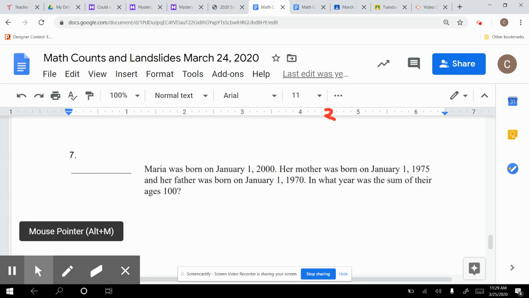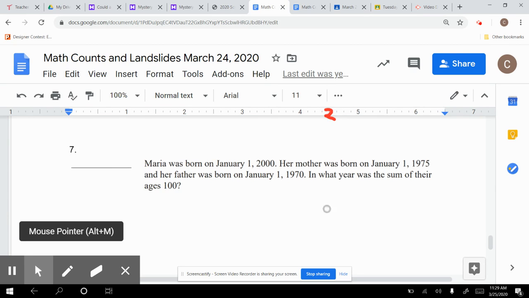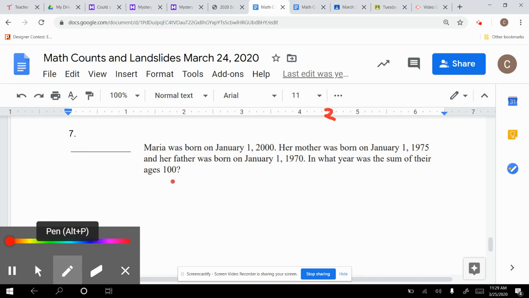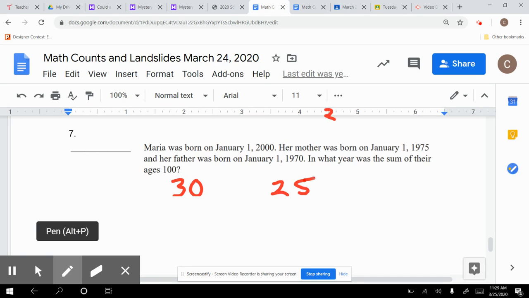This is how I did it. You could have done it many different ways. You could have done it with a brute force method, but this is the way that I did it. I figured out how old her mom and her dad were when she was born. So her father, since he was born in 1970, would have been 30 when she was born. Now, her mother was born in 1975, which is the same year I was born, and she would have been 25, right?